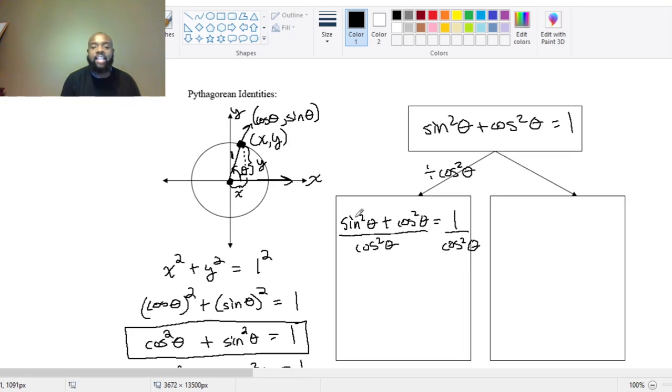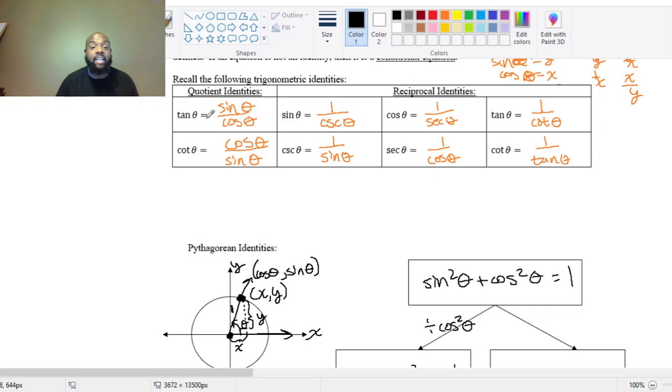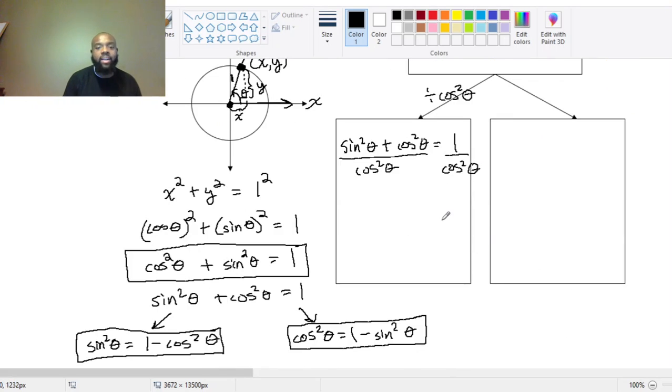Well, when I do sine squared over cosine squared, they're both squared. We know from our quotient identity that sine over cosine is tangent. So if I have sine squared over cosine squared, I'm going to have tangent squared of theta. That's dividing it here. I also have to divide it here, right? One single denominator, you divide both things by that denominator. So I have cosine squared divided by cosine squared, which is 1. And then over here, I have 1 over the cosine squared of theta.